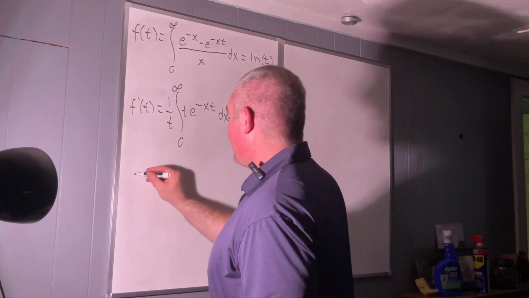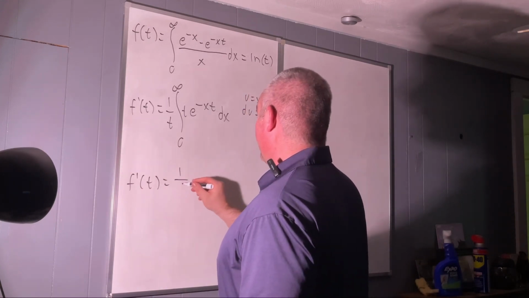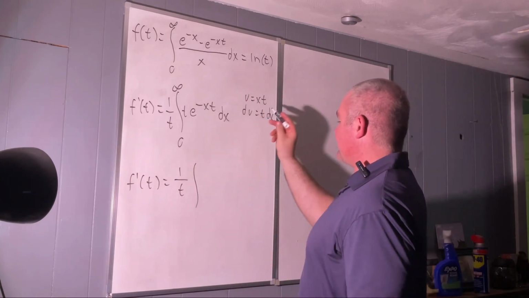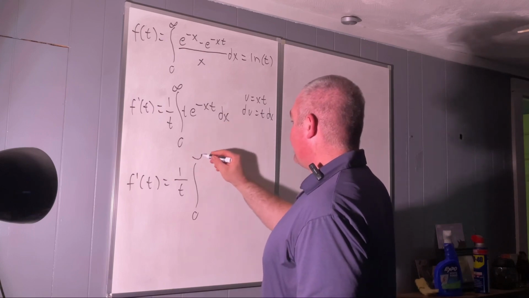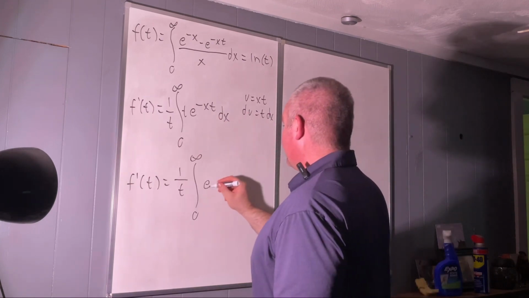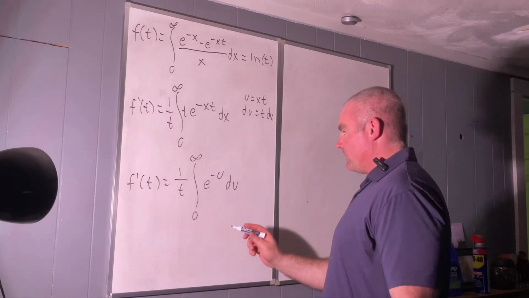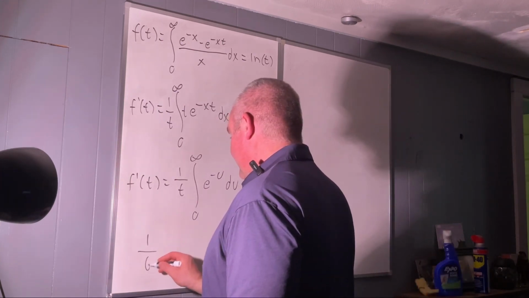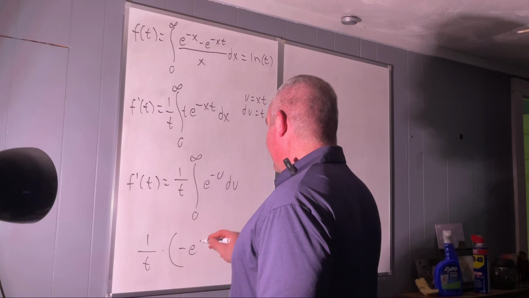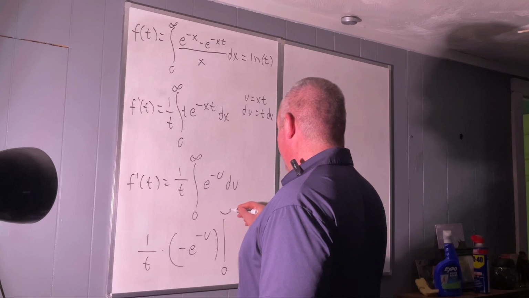Alright, so now we have f prime of t is equal to 1 over t times the integral from, let's see, if u is equal to xt, we still have 0, and we still have infinity. Our t dx becomes a du, and our e to the negative xt becomes e to the negative u du. So that is going to be equal to 1 over t times negative e to the negative u from 0 to infinity.